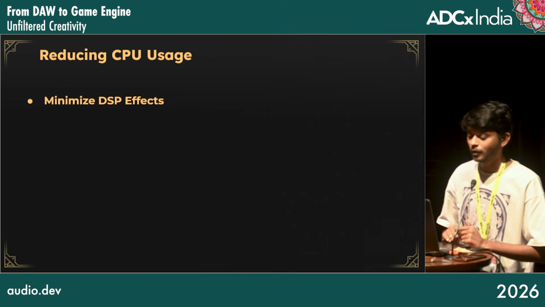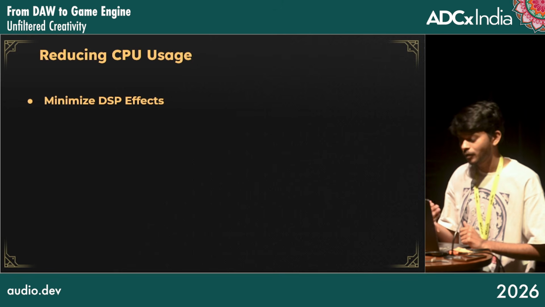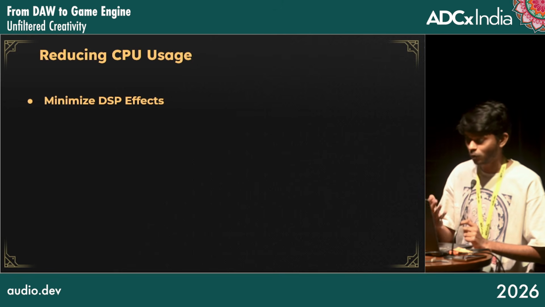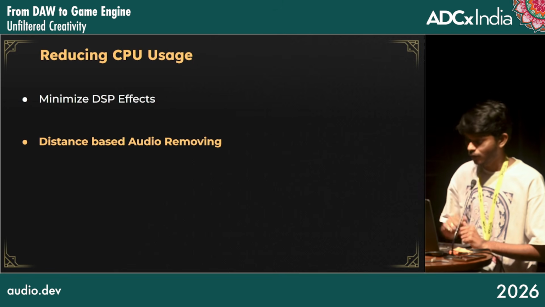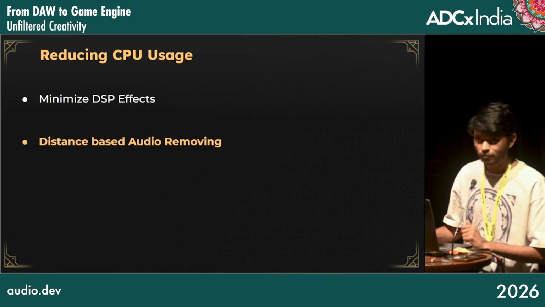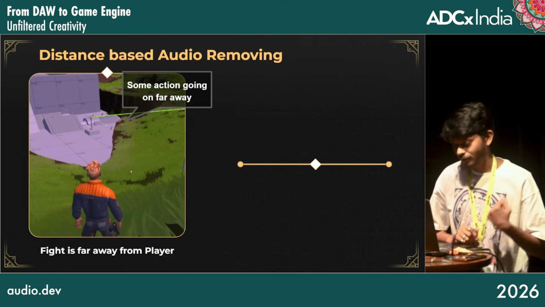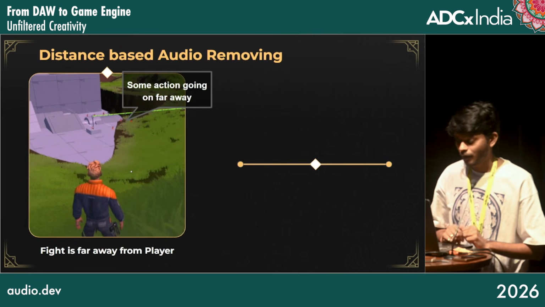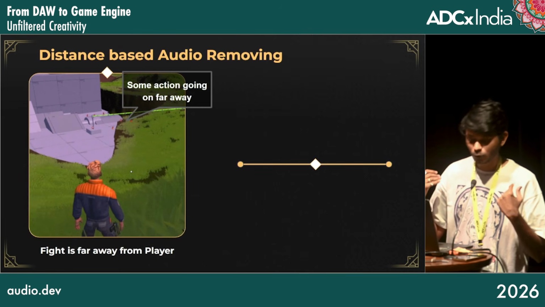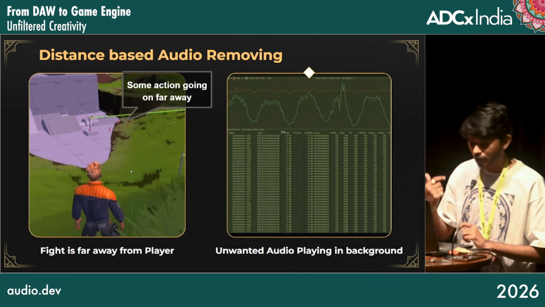You can minimize the DSP effects like reverb, compressor, EQ, because they are very expensive, so don't misuse this. You can use something called distance-based audio removal. Let me explain what this is. If you can see, far away from the player there is some action going on, but those sounds are not audible to the player. But in the background, they are playing.